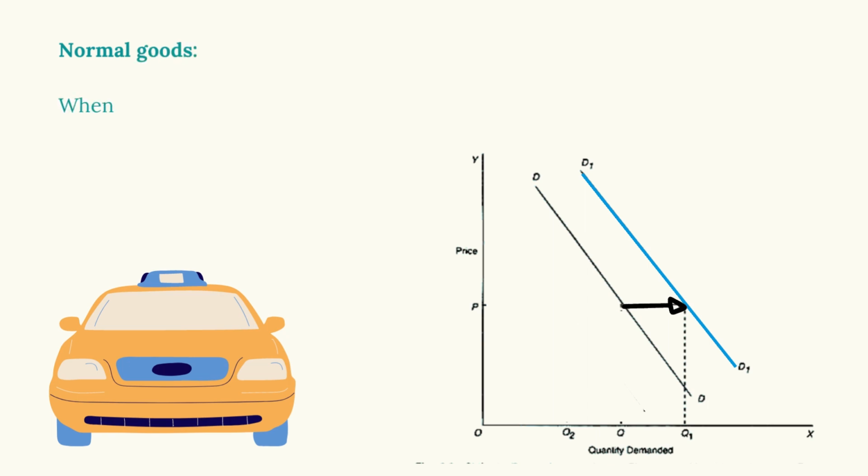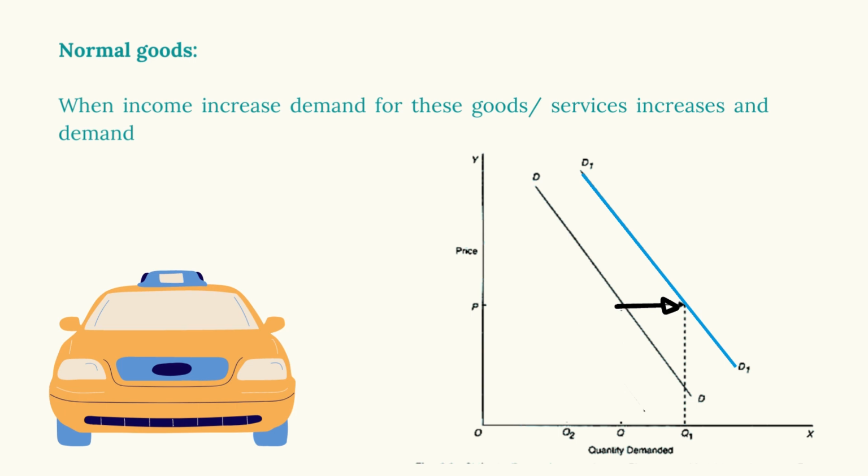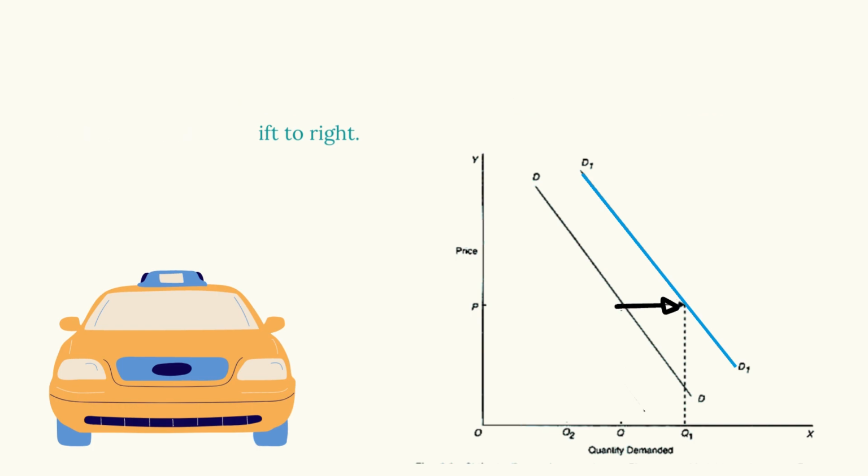Number 2. Normal goods. Normal goods are when income increase, demand also increase. Due to it, the living status of people increases. The demand curve will shift to the right. Example, people who used public transport will tend to use private transport with the increase in income.